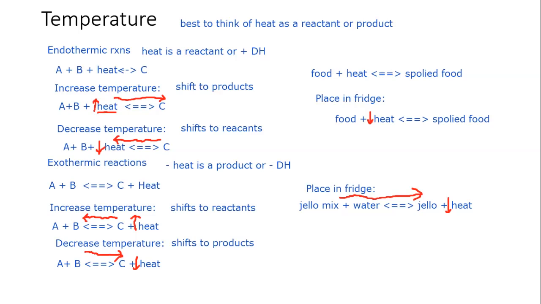It depends. First, is the reaction endothermic or exothermic? Endothermic meaning heat is on the reactant side, or positive delta H. Exothermic meaning heat is on the product side, negative delta H. And so based on that, we look at heat. If we're increasing the temperature, we say we're adding heat. If we're decreasing temperature, we say we're removing heat. And we treat heat as a reactant or as a product.